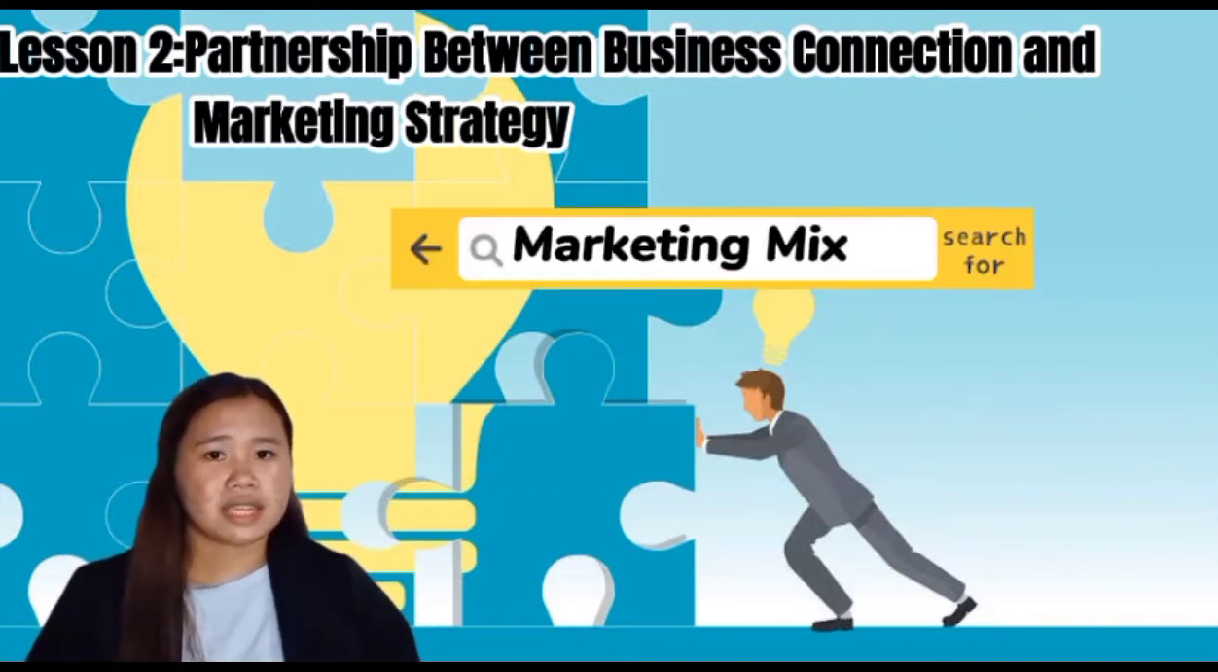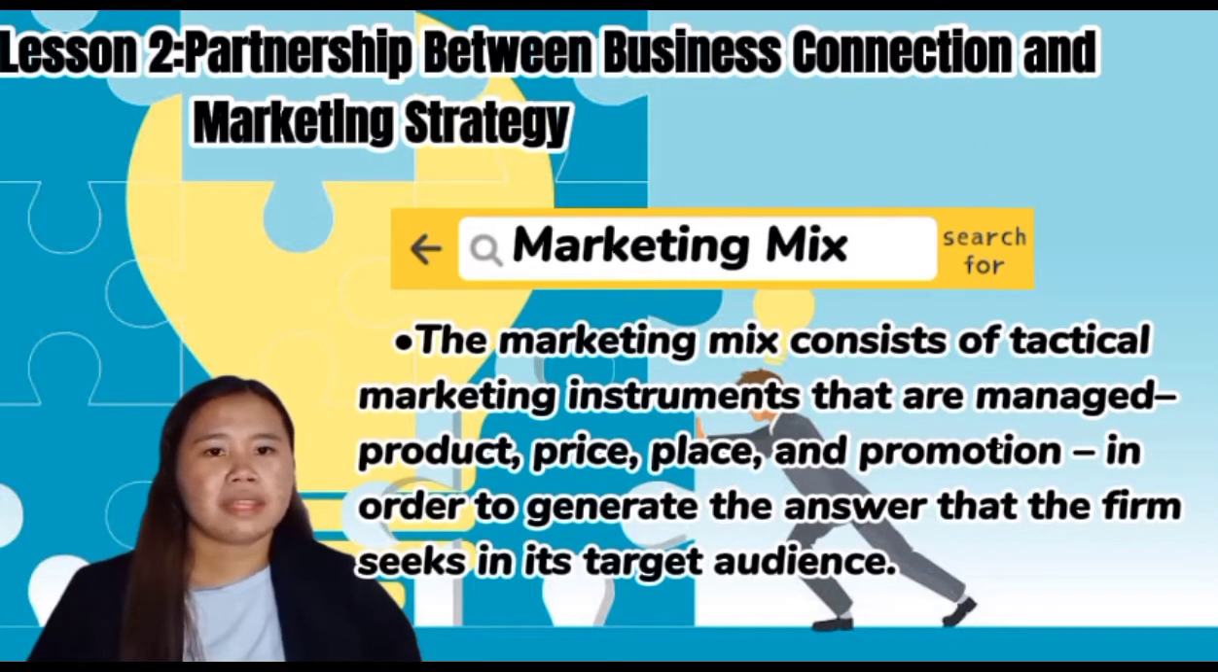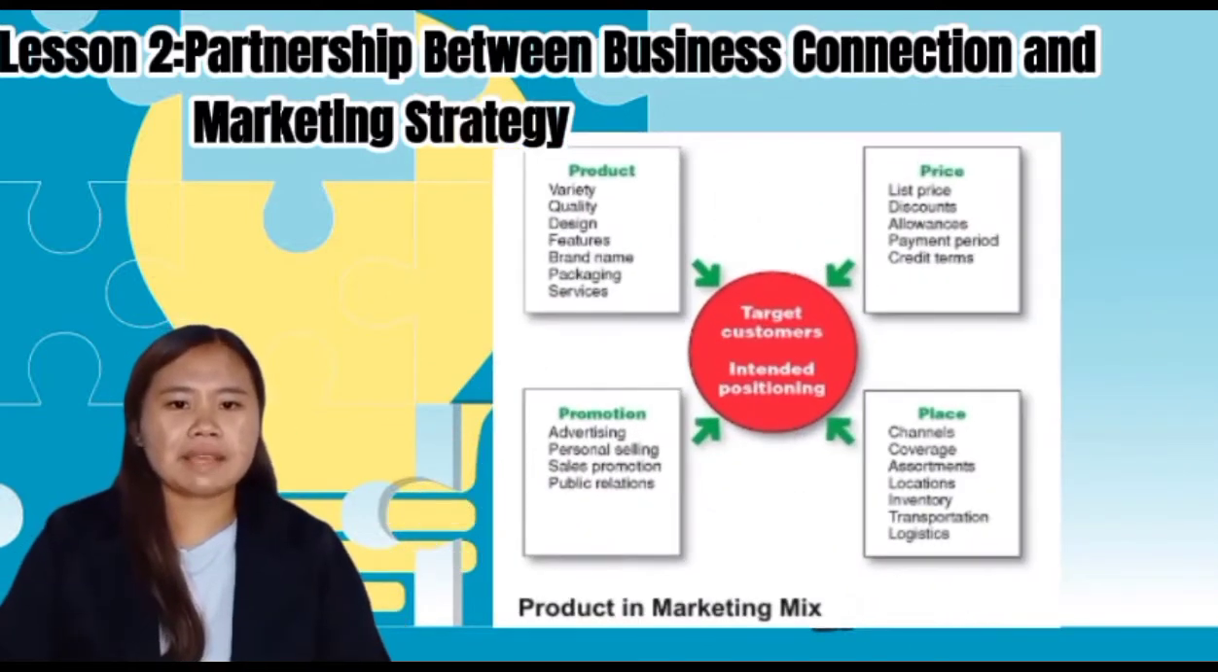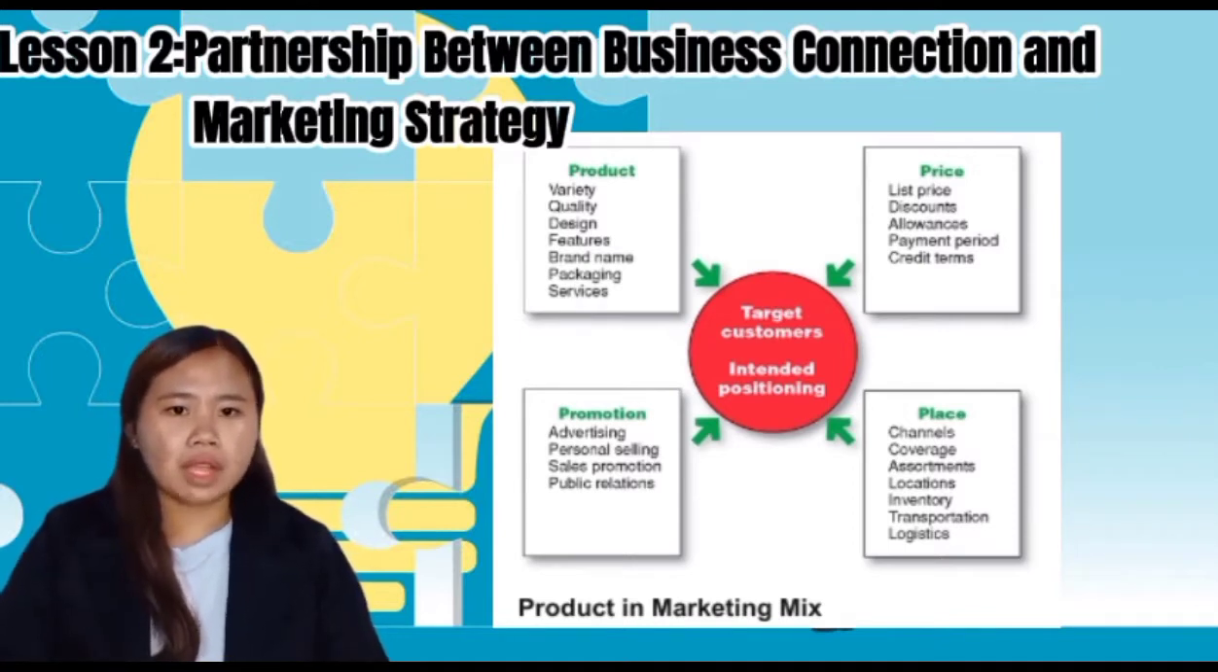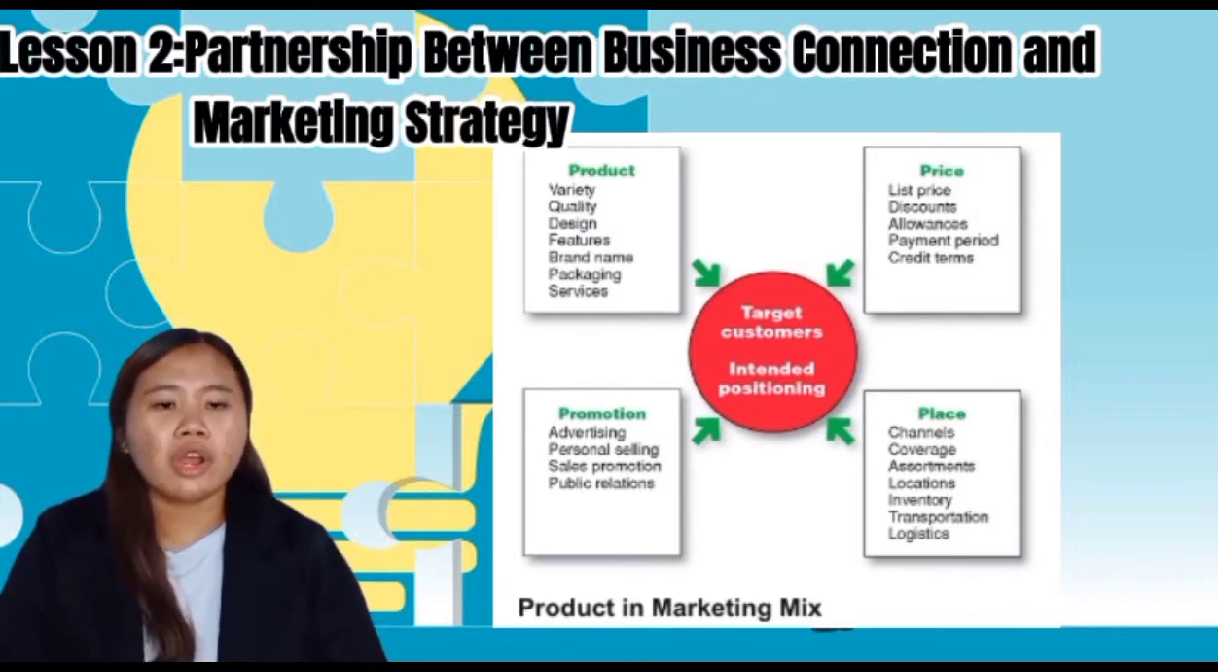The marketing mix consists of tactical marketing instruments that are managed: product, price, place, and promotion. In order to generate the response, the firm seeks its target audience. Product in the marketing mix: the product is something like goods, services, or information that satisfy the wants of a company's target market. Products must follow a logical product life cycle, and the marketer or producers need to understand and plan for the stage of the product life cycle and their core challenges.